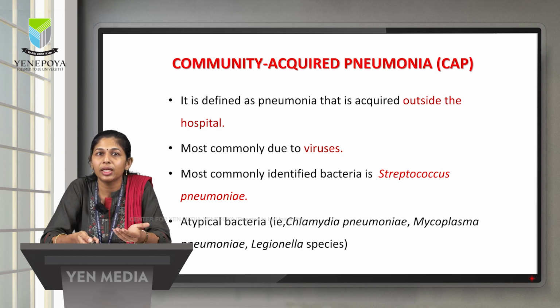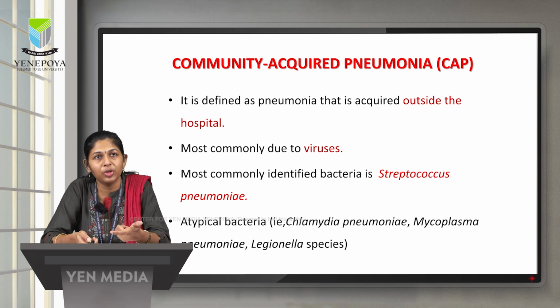What do you mean by atypical bacteria? Why is it called atypical bacteria? These types of bacteria are very difficult to culture. They may not respond to our normal culture. That is why these bacteria are called atypical bacteria. So you have to remember viruses, bacteria and atypical organisms can cause community acquired pneumonia.